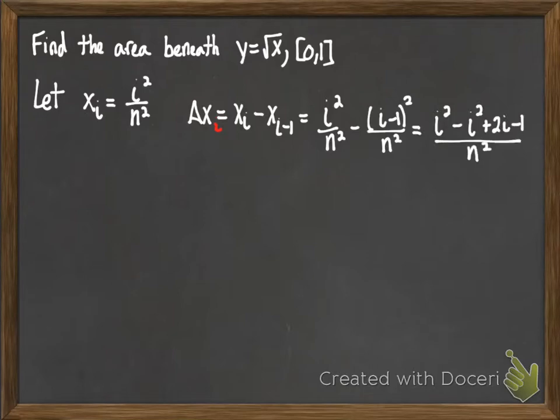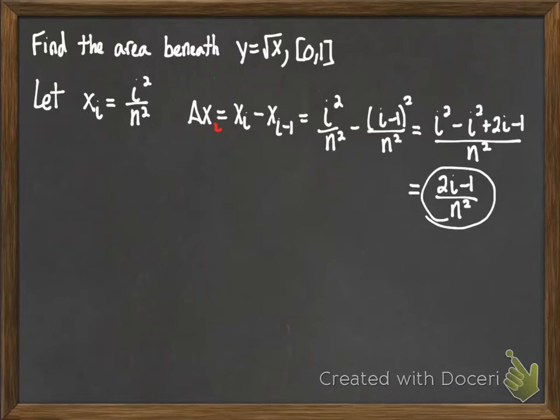You may want to, at different points in this video, slow it down and work that out yourself, so please pause the video. As we simplify, we get that delta xi is 2i minus 1 over n squared. So now we know xi and we know delta xi. It's different, it depends on i.